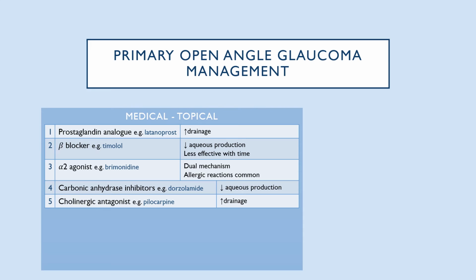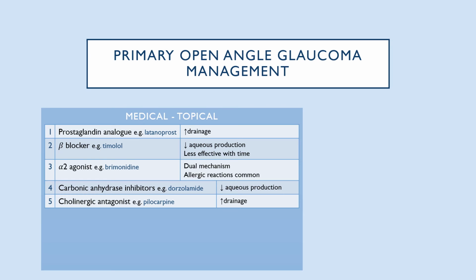Beta blockers, for example timolol, act to block the beta receptors in the ciliary body and therefore reduce the production of the aqueous humour. These become less effective with time, and they might be contraindicated in certain conditions due to the risk of systemic absorption. So, for example, asthma or COPD exacerbations, or bradycardia or hypotension.